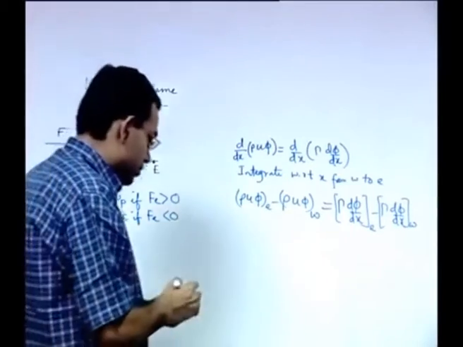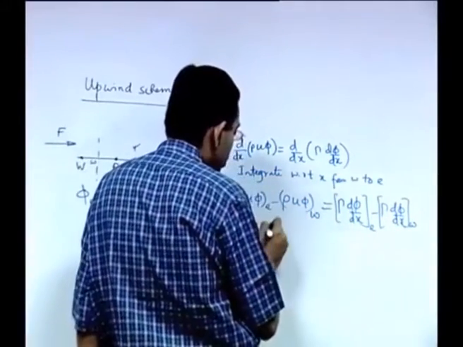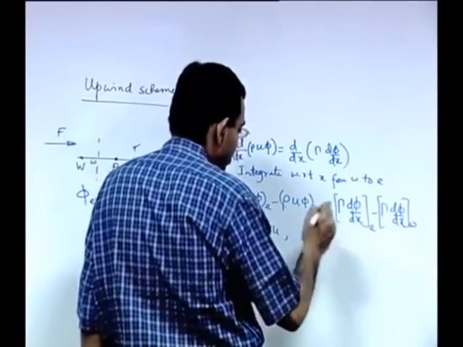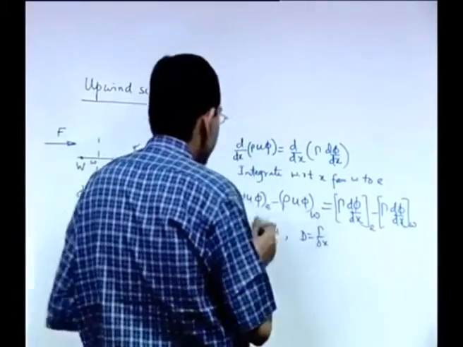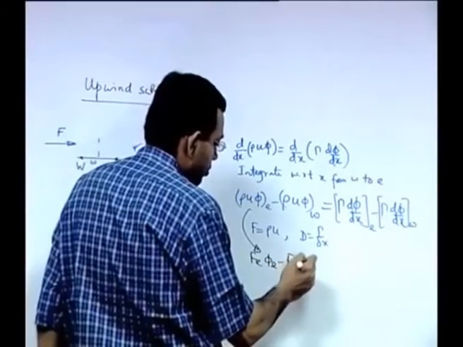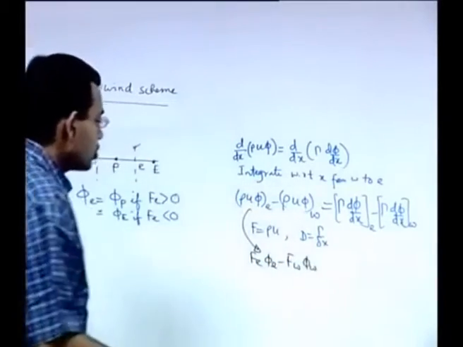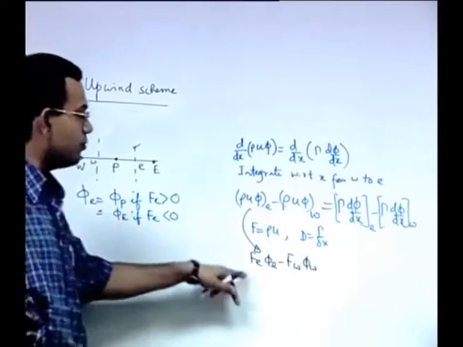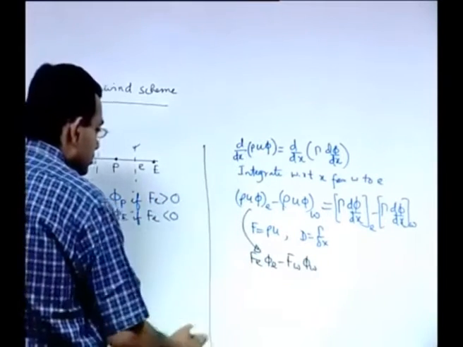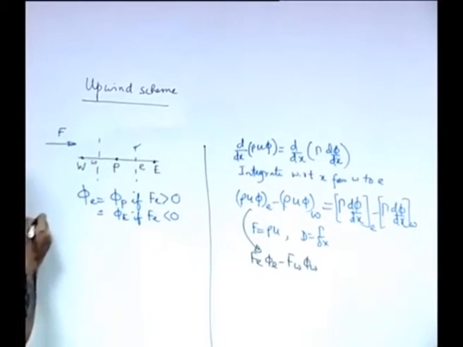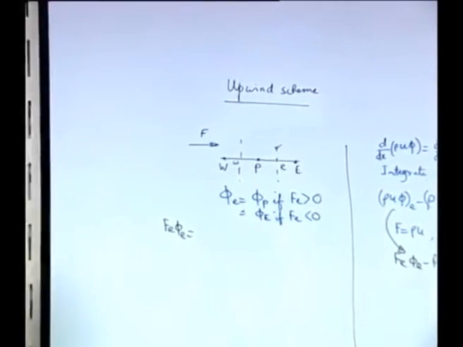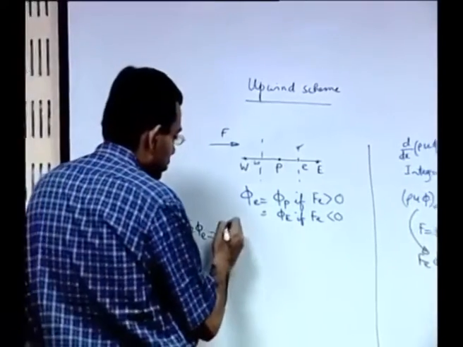So, that means in terms of our symbols, F is equal to rho u and D is gamma by delta x. So, using those symbols, the left hand side is F e phi e minus F w phi w. So, we do not just require phi e, we require F e phi e, the product of this. So, we can write F e phi e is equal to what? Is equal to F e.